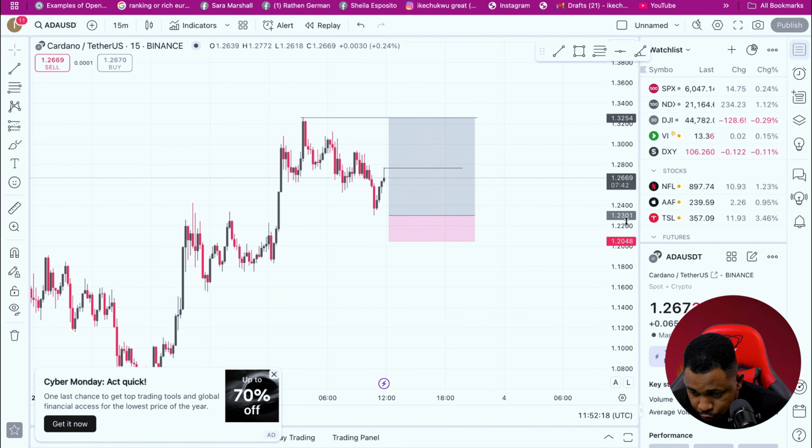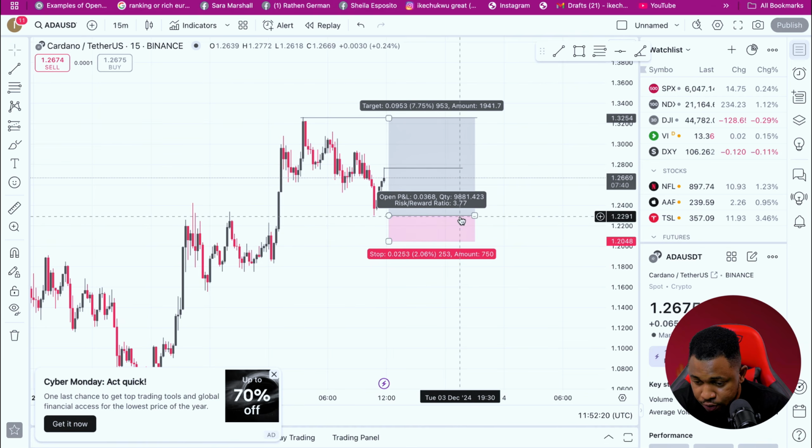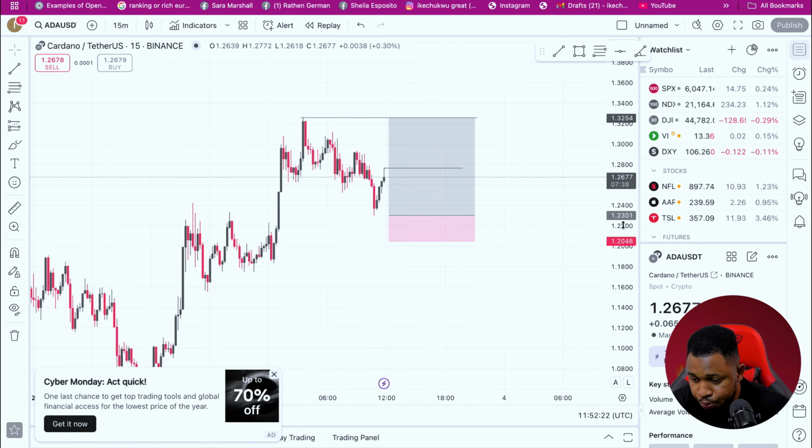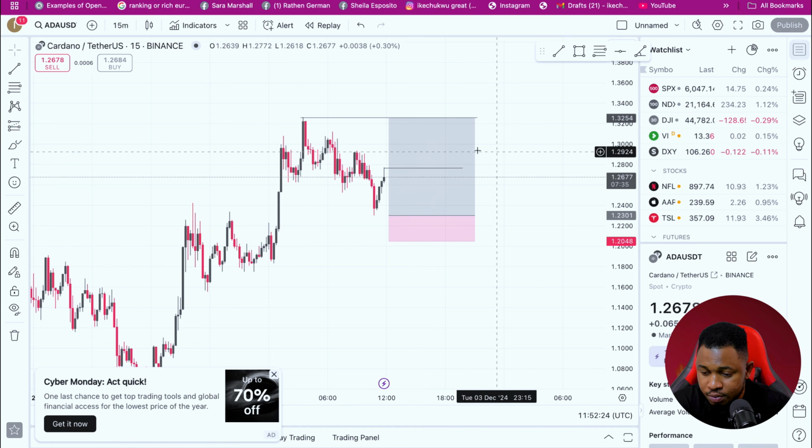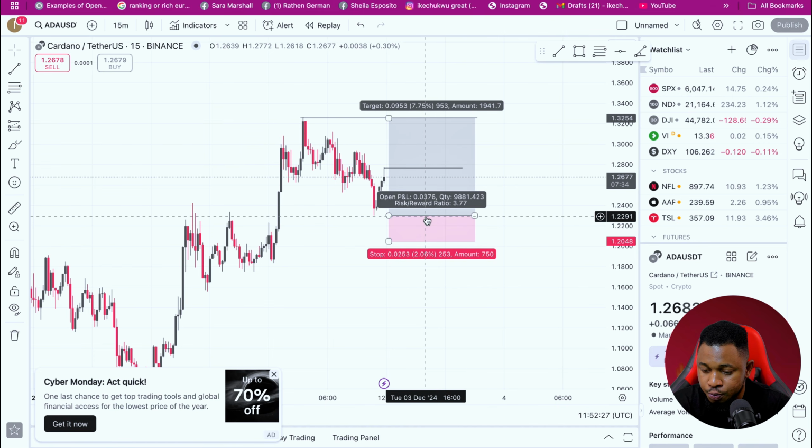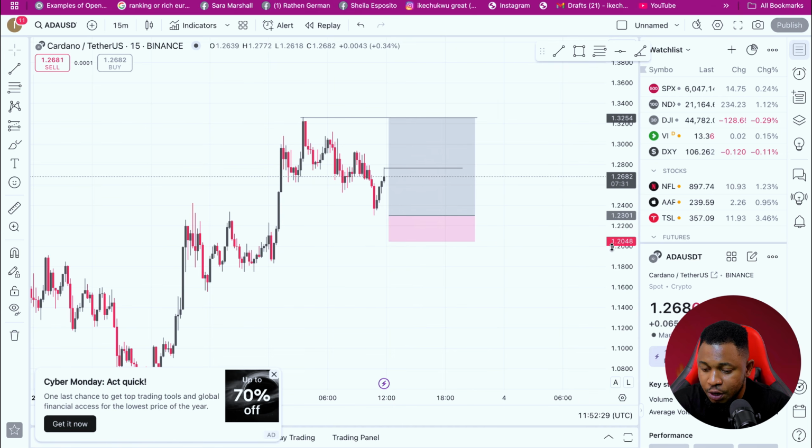So it's saying that when this thing retraces back to this very point, what's this very point? 1.2301. It should enter this trade for you. So this is your entry point, right? Now what is your stop loss? This is your stop loss right here. You can see it right here, 1.2048.